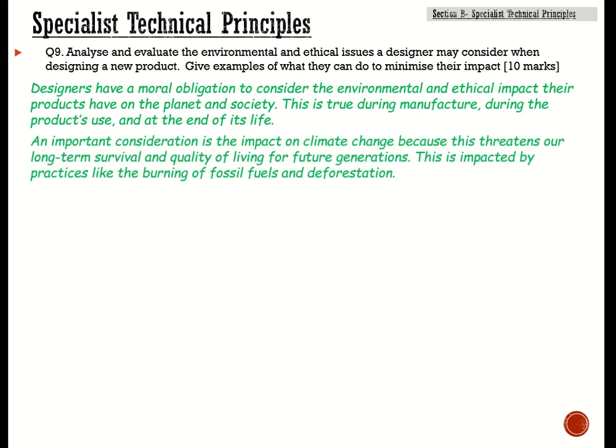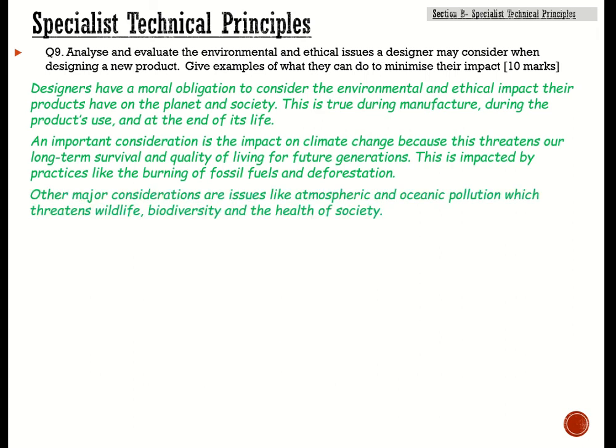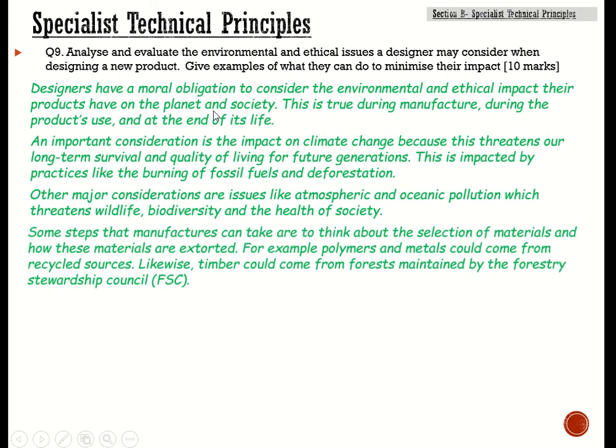Let's start with the big ones. An important consideration is the impact of climate change, because this threatens our long-term survival and quality of living for future generations, impacted by processes like burning fossil fuels, deforestation. Other considerations are atmospheric and oceanic pollution, which threatens wildlife, biodiversity and health of society. Good, I've got quite a lot of issues down there now. Okay, now you can move on to giving examples, which is the second part of the question.